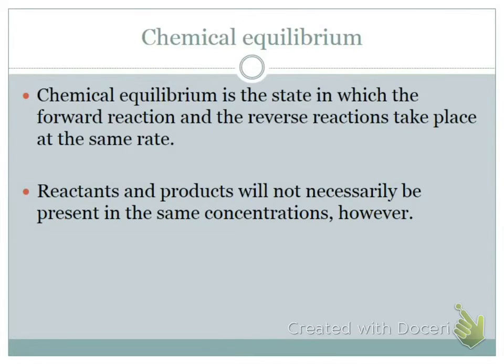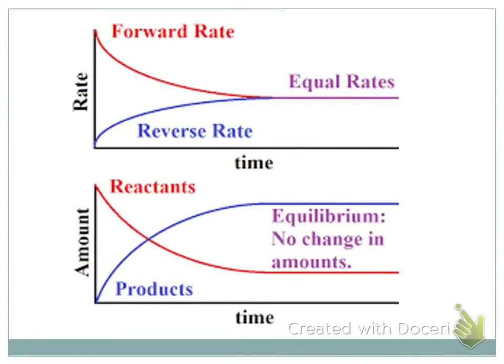We already stated that the reactants and products are not necessarily going to be at the same concentrations. However, they will be constant at equilibrium. And this kind of shows that as well, the forward rate and the reverse rate, and then we're talking about the amount. So no change in amounts when you reach equilibrium.